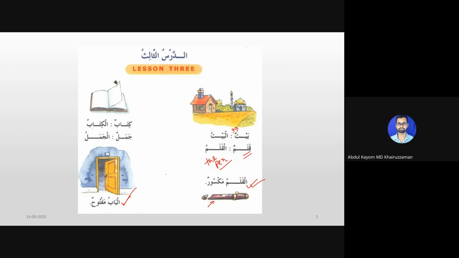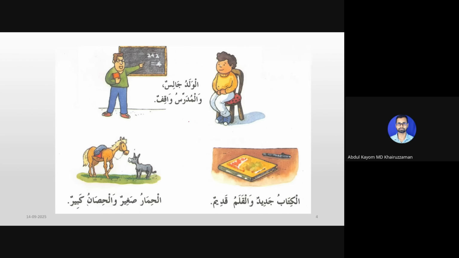So in this book, initially the author will not explain the grammar, but he will teach you grammar. All the essential grammar will be taught, but without explicitly mentioning it. Okay. So this thing we have learned. Al waladu jalisun. If you see all these sentences, the first word is having al. Al waladu jalisun. Wal mudarrisu waqifun. Al kitabu jadidun. والقلم قديم الحمار صغير والحصان كبير.